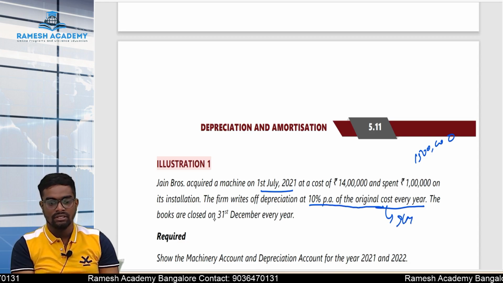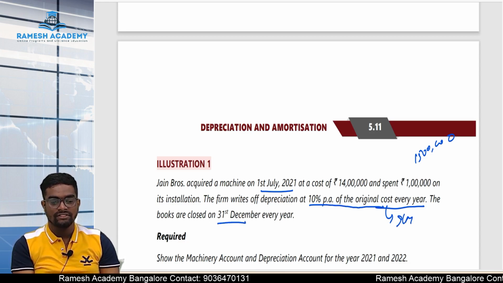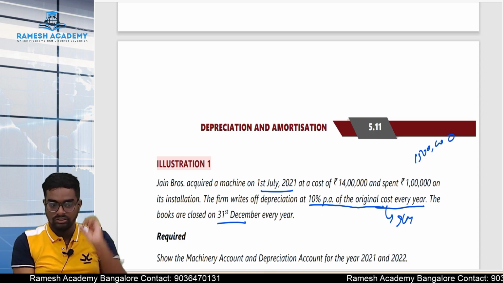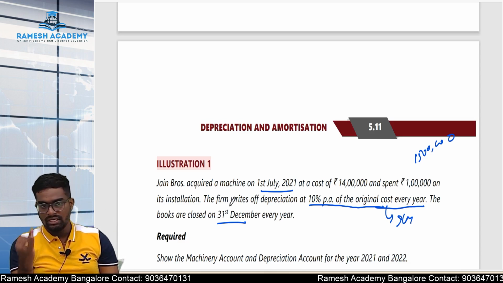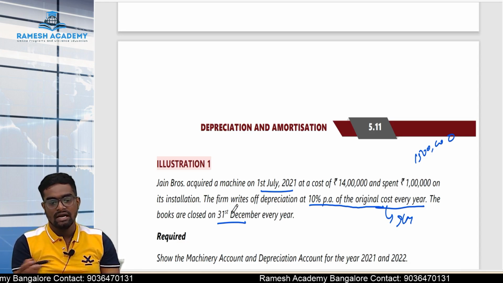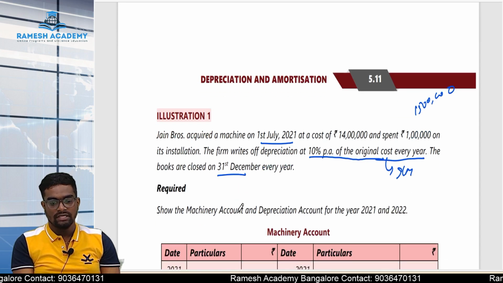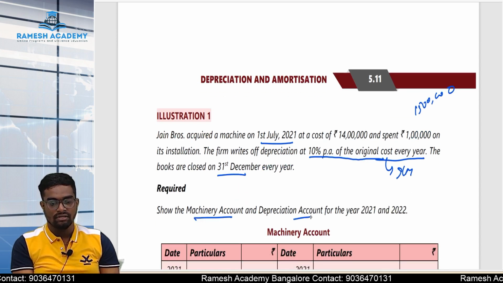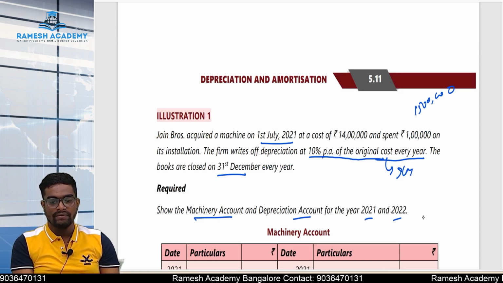Please be careful. The books are closed on 31st December. See, on 31st December they are closing the books. So July, August, September, October, November, December. So in the first year it will be 6 months depreciation, and after that whole year depreciation. So we have to show the machinery account and depreciation account for 21 and 22. Simple.